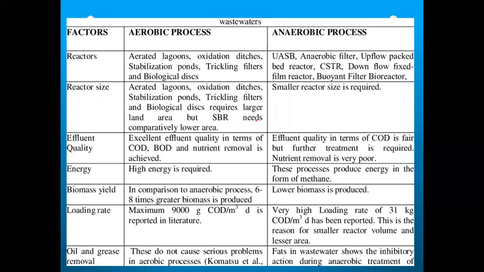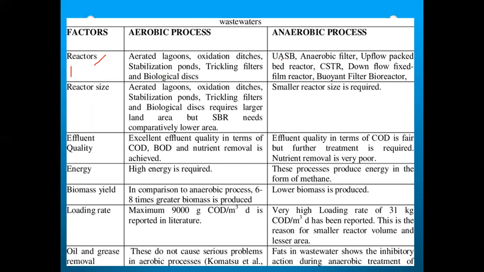Next. If you see the comparison between the aerobic process and anaerobic process, and if you get a question like distinguish between aerobic and anaerobic treatment process in wastewater, we have tried this type of concept. First one is the reactors. Aerated lagoons, oxidation ditches, stabilization ponds, trickling filters, and biological discs. These are the reactors in the aerobic process.